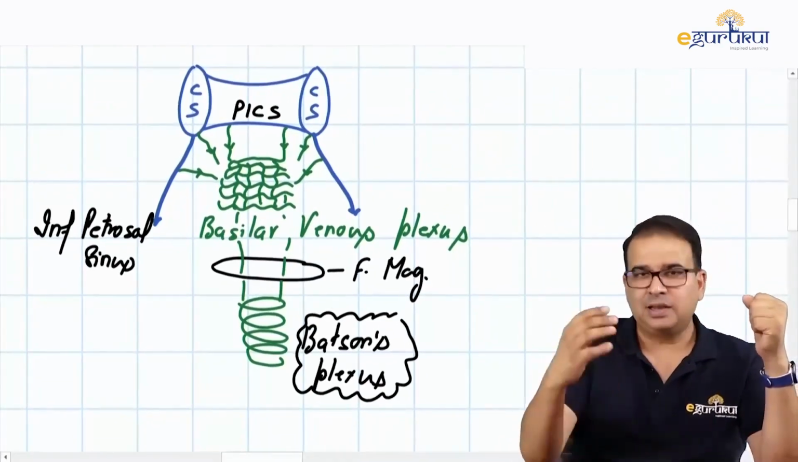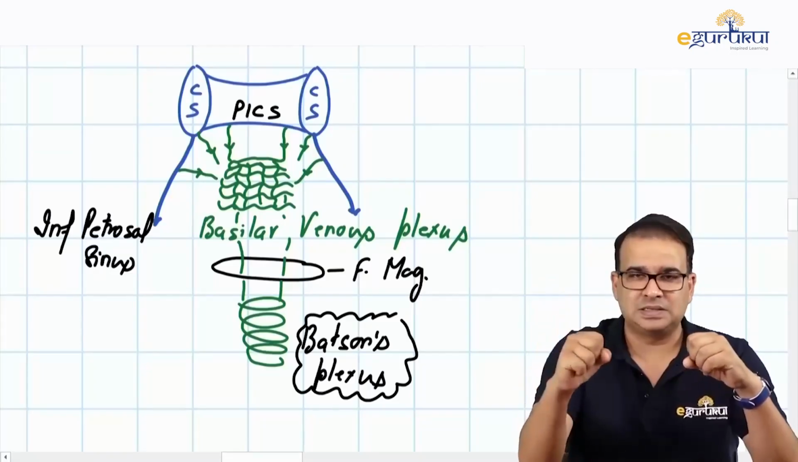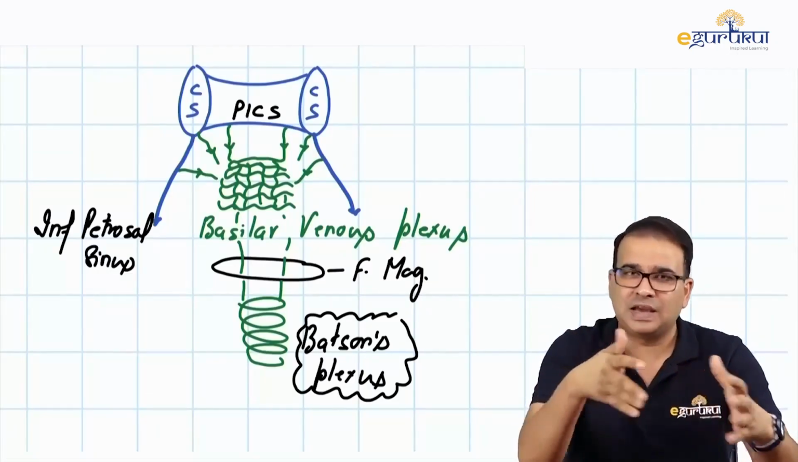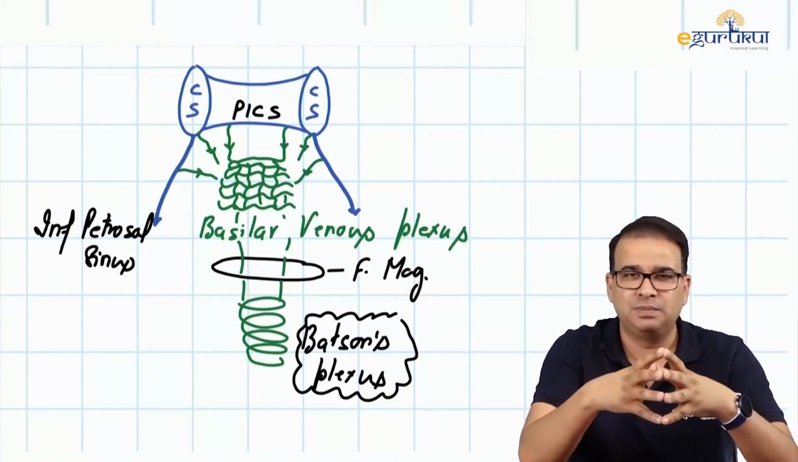So this is about the incoming and the outgoing channels of the cavernous sinus and about the basilar venous plexus. In the next part, we'll talk about the cavernous sinus in detail, about its relations and about the dural innervation and blood supply also.